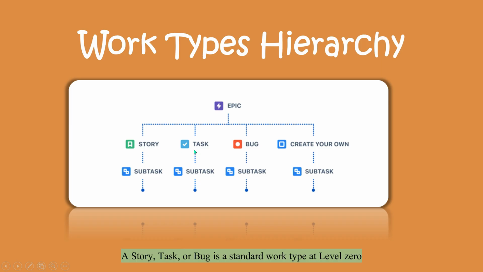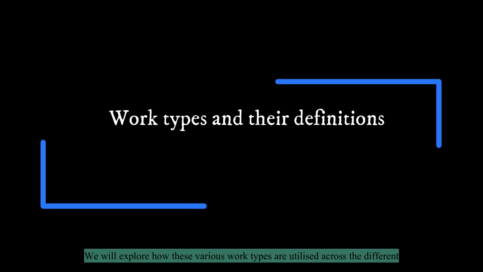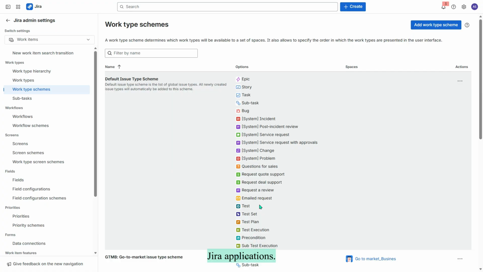A story, task, or bug is a standard work type at level 0 that exists under an epic and can be divided into smaller tasks. Subtasks at the lowest level are the individual actions required to complete a story or bug. We will explore how these various work types are utilized across the different Jira applications.